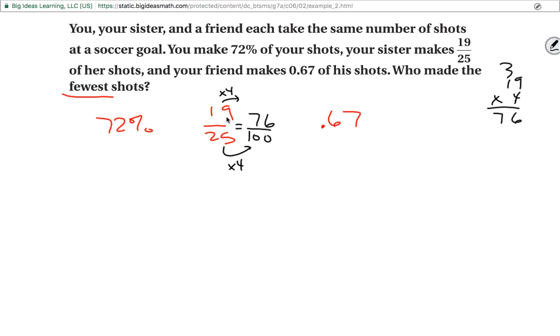0.67 is actually going to be a percent of 67%. I didn't finish this last one. This one's 76%. So we asked who made the fewest shots. Well, the fewest shots would be the lowest percent, which would be 0.67. So who is that? That is your friend. Okay, your friend made the fewest shots.